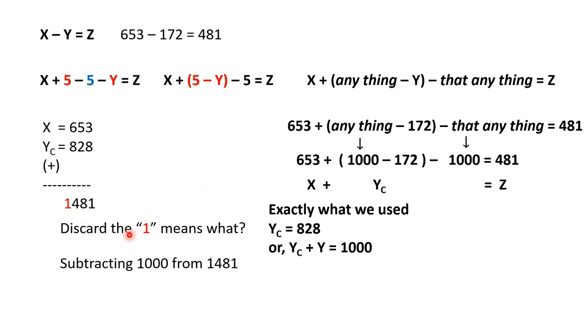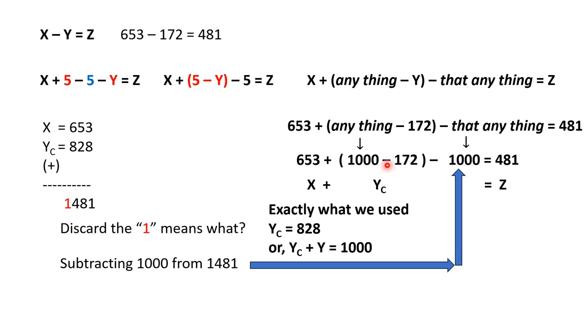So mathematically speaking, you are actually subtracting 1000 because it's 4-digit now. The original number was 3-digit, now it's 4-digit. So the 1 is in the 4th position from right. That means you are subtracting 1000 from this 1481. That's all, and exactly that we are doing here. We are subtracting 1000. So taking the complement is the first step, adding to x the second step, and discarding 1 from left the third step. And all these 3 are in this simple equation.